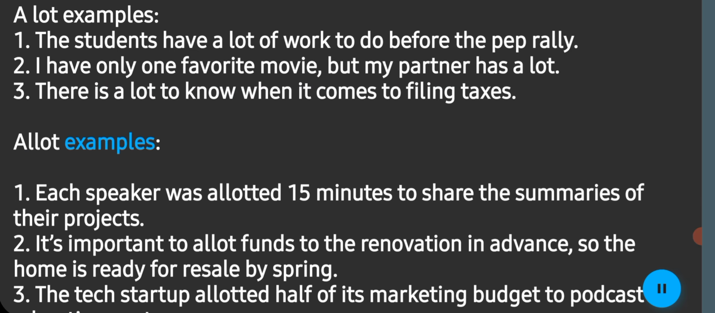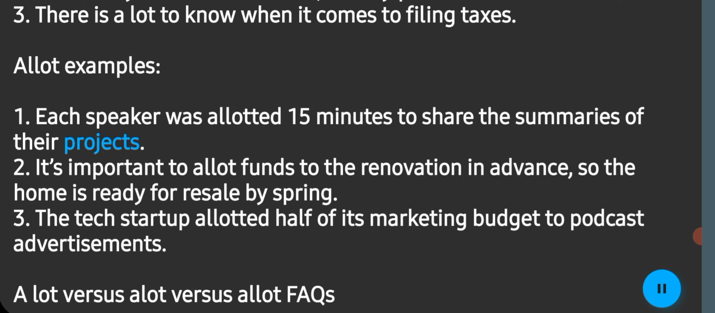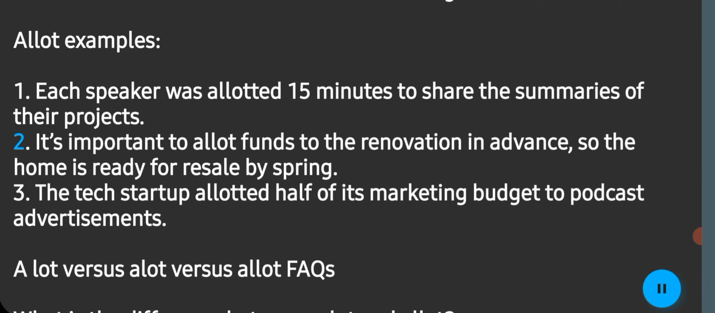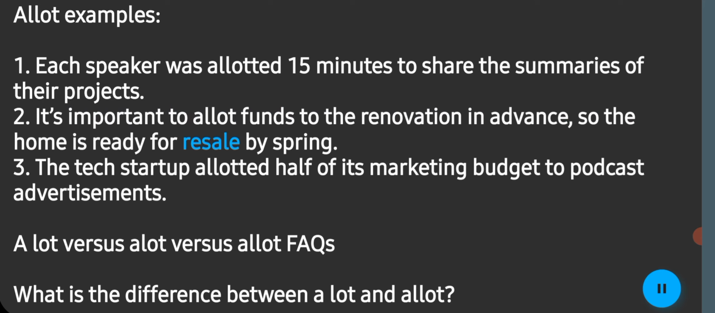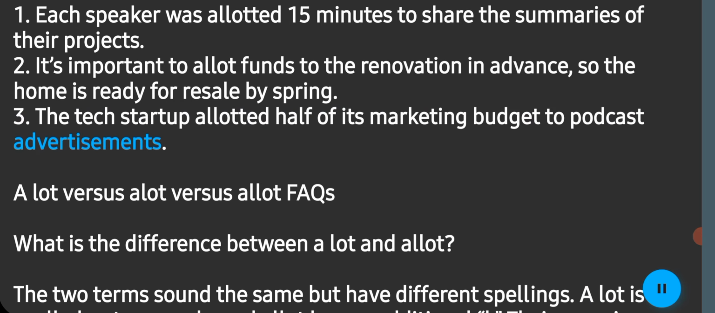"Allot" examples. 1. Each speaker was allotted 15 minutes to share the summaries of their projects. 2. It's important to allot funds to the renovation in advance, so the home is ready for resale by spring. 3. The tech startup allotted half of its marketing budget to podcast advertisements.